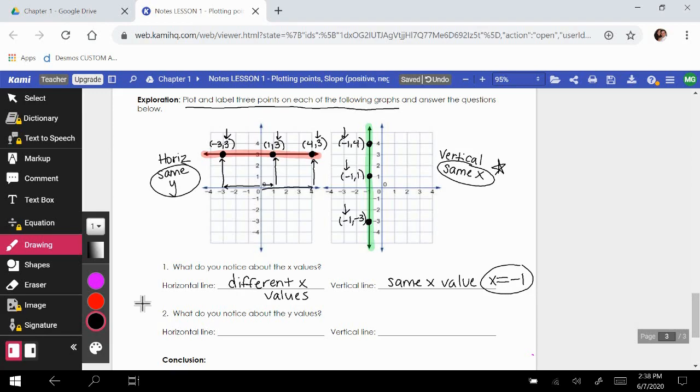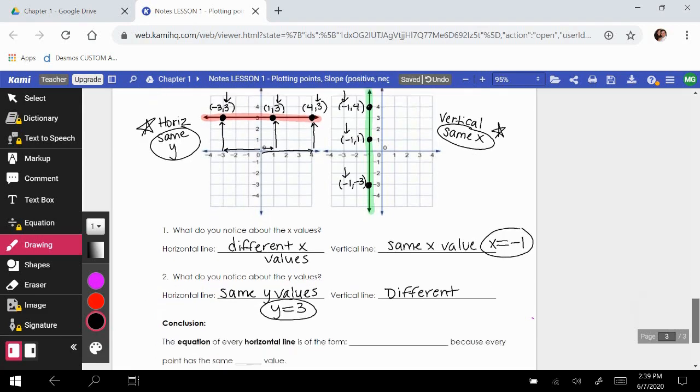What do you notice about the y values? Which type of line had the same y value? That was the horizontal line, right? The horizontal line had the same y values. So here I'm going to put horizontal lines had the same y values. In this case, what were all the y values equal to? 3. All the y values were equal to 3. Whereas the vertical lines, those were just different y values, not really anything significant.